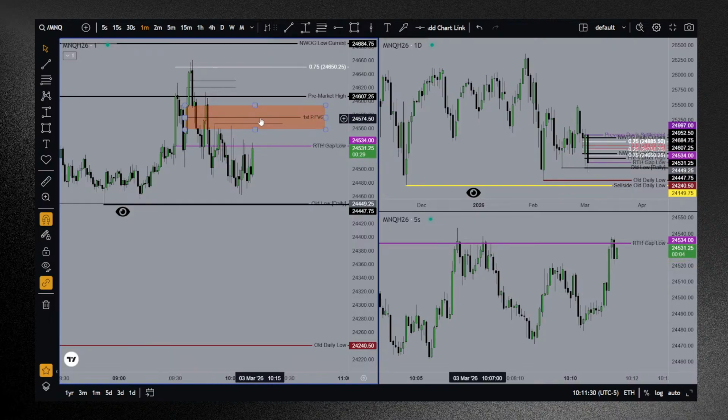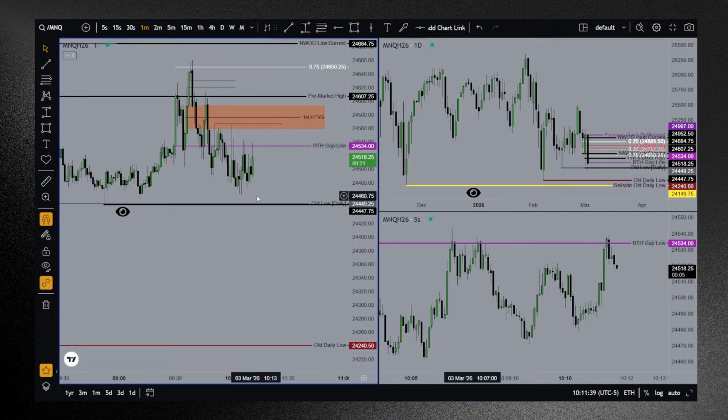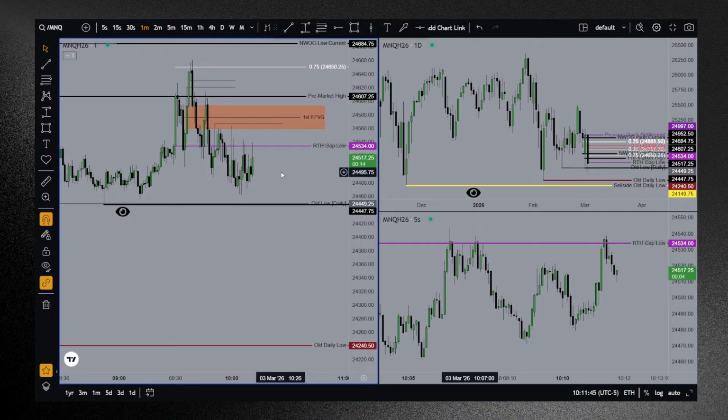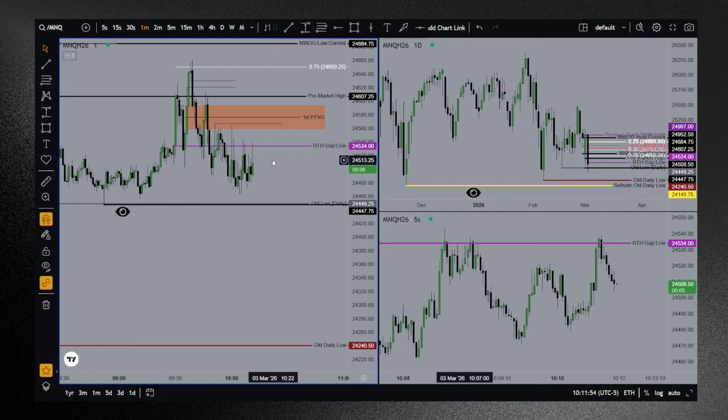If we can tap above them and then start rejecting, I would be more confident that we may see a run lower out of this price action here. Otherwise, if it keeps on doing this, then I'm losing interest for the morning session.